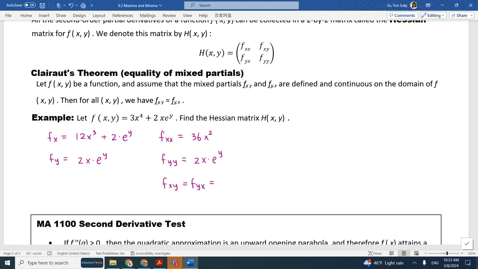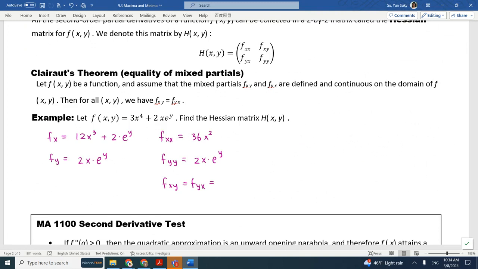Do you want to take the derivative of fx with respect to y or take the derivative of fy with respect to x? Up to you. Which way do you prefer? So this means we take the derivative of fx with respect to y. And this means we take the derivative of fy with respect to x. And it turns out they are the same. So you have 2 ways to compute this. How about let's take the first way.